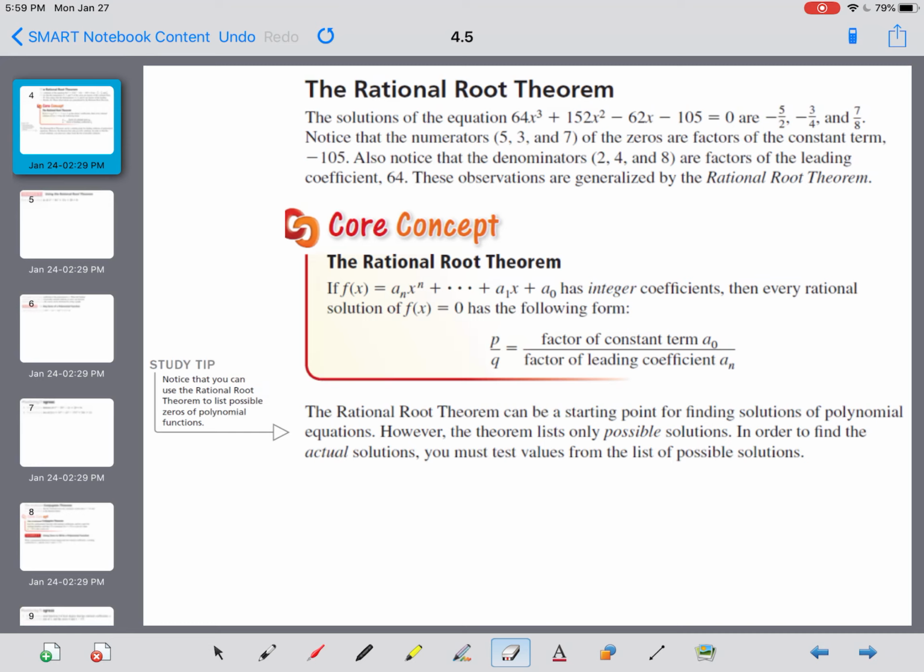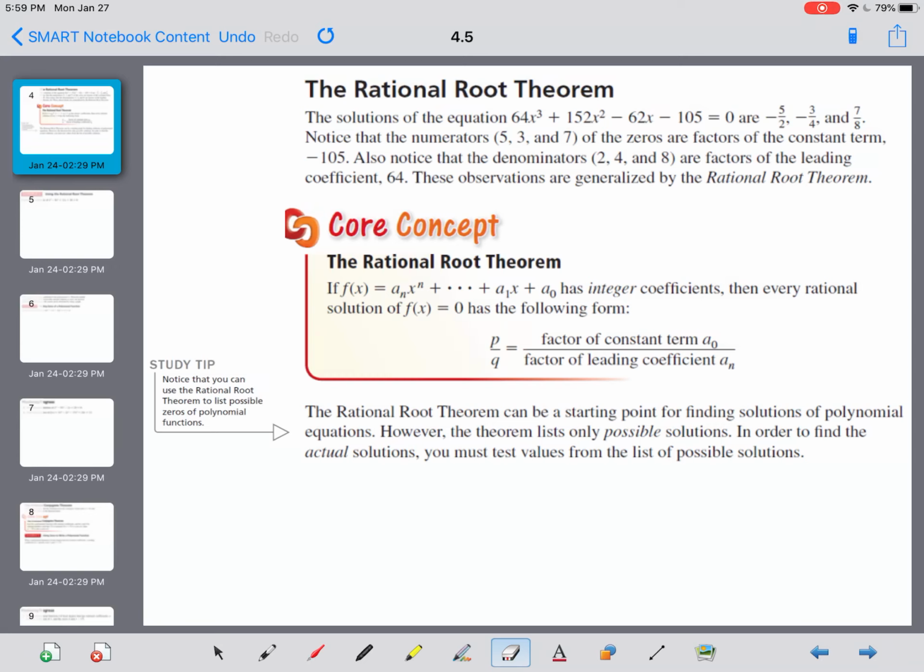But if you don't know those, you might have to use this rational root theorem to get a head start on what numbers you can actually use. So here's what happens. The numerators, 5, 3, and 7, are factors of -105. The denominators 2, 4, and 8 are factors of 64.